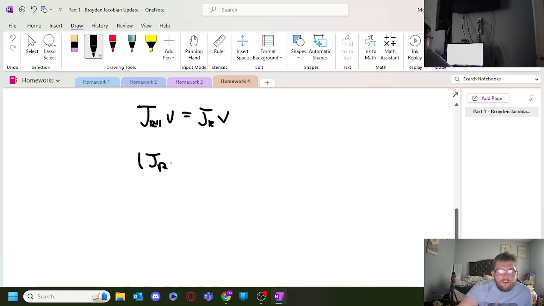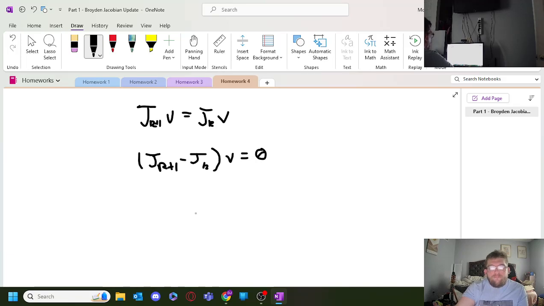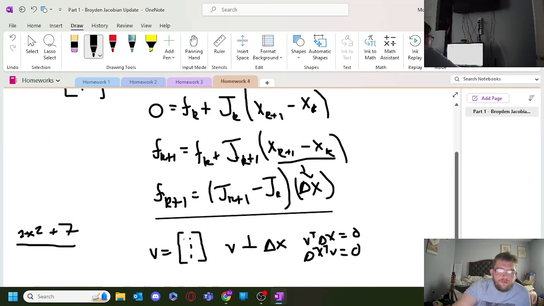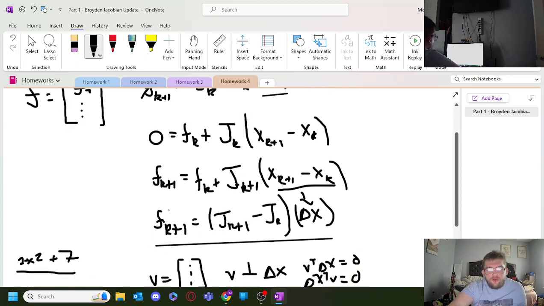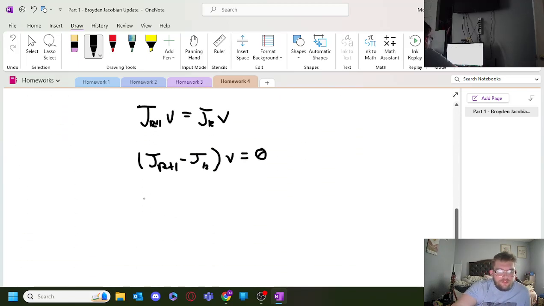J sub k plus 1 minus J sub k, multiplied by the vector v, equals 0. So now we have another system of equations. We go ahead and write the other one down here.